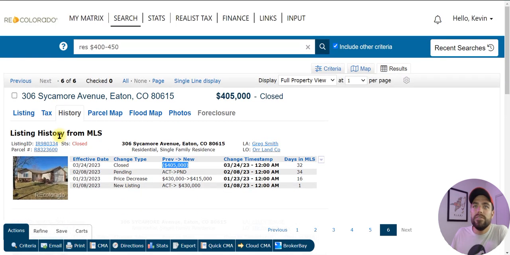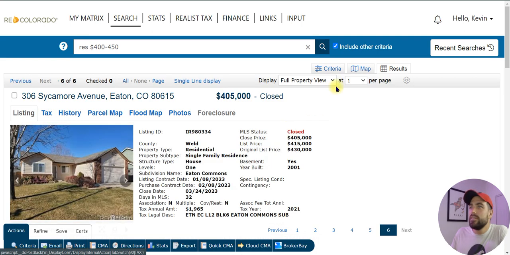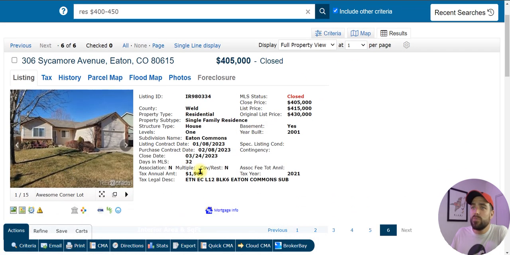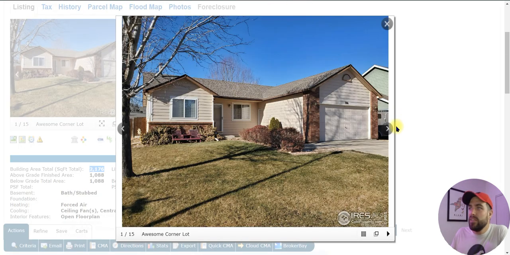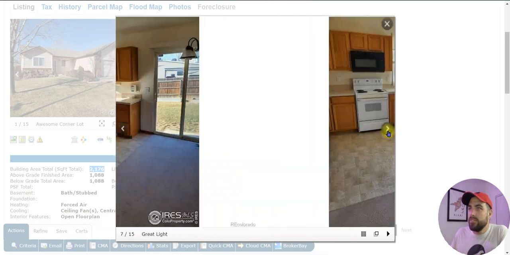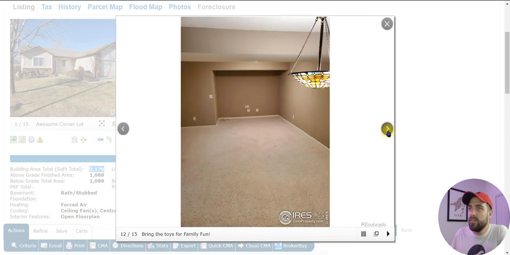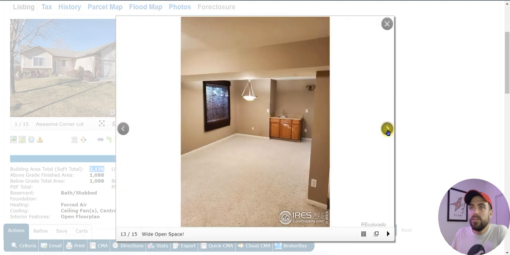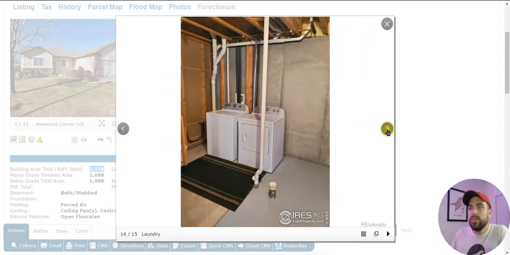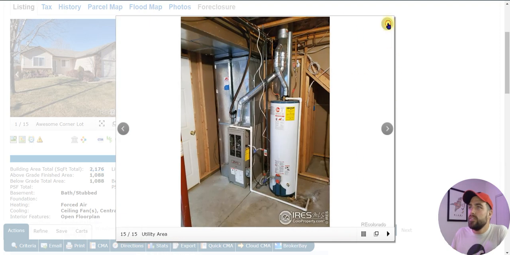Let's see some of these other listings now. I know this one, you're quite a bit bigger, right? You're 3,000 square feet, and this is only 2176. You've got a better finished basement. I believe theirs is finished too, but not all of it. Yeah, so it's finished downstairs. Okay, so most of it other than the laundry room is finished.